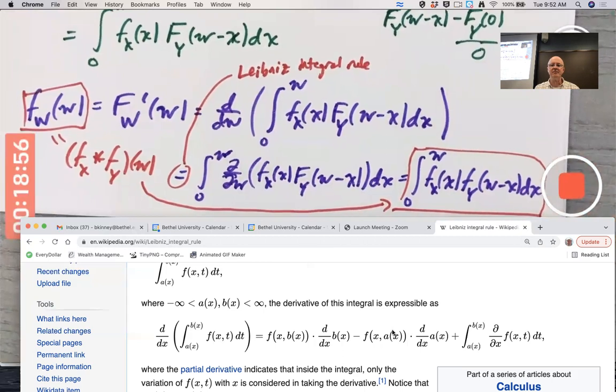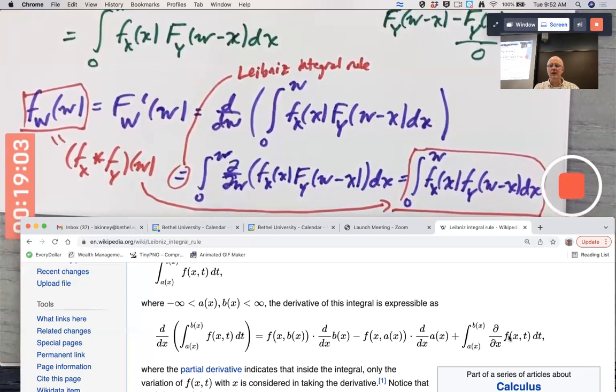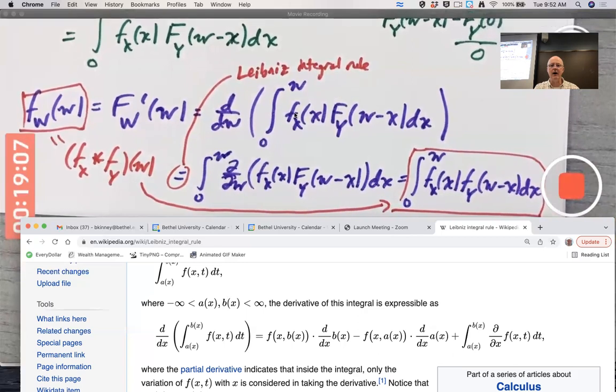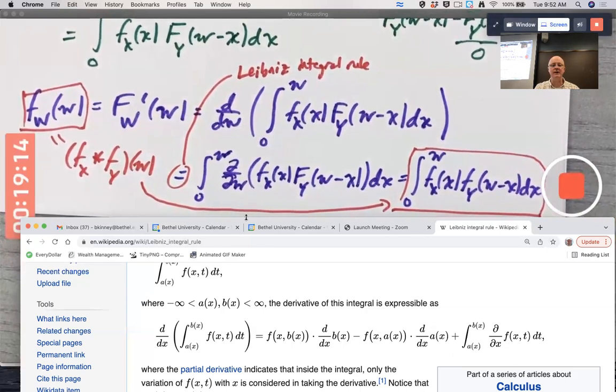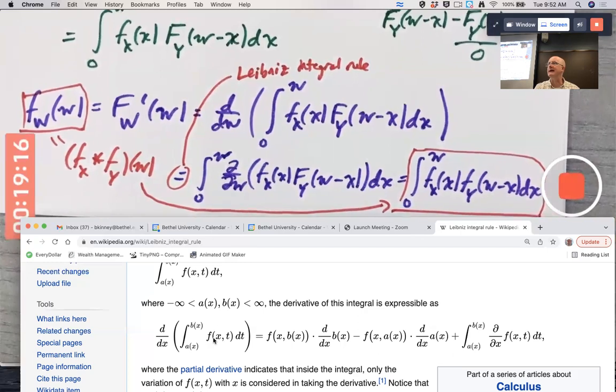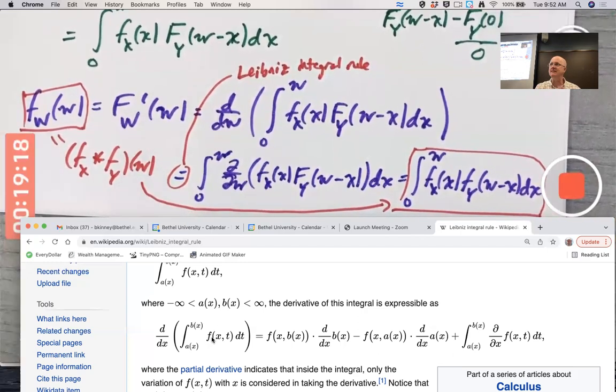Question? Does it not matter that it's a little f in the Leibniz integral rule if we're using it as a big F at first? The little f down here in the Leibniz integral rule, up in our situation, that's really represented by the product of little f sub x and capital F sub y. The product of those two things is what the little f down here is. So the notation is not the same, but it's the idea that's important. What is the function you're integrating? That's the key.